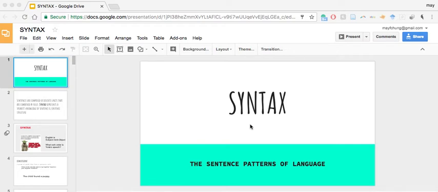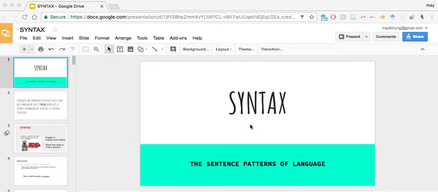Hello, students. So today we're going to talk about syntax. Earlier, we talked about morphology and how morphology was used to create words. Now, what do you do with those words once you combine them together?